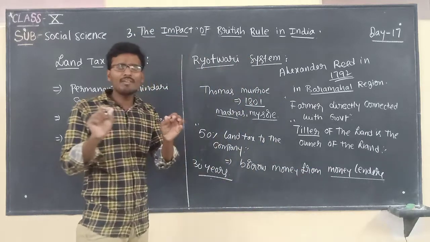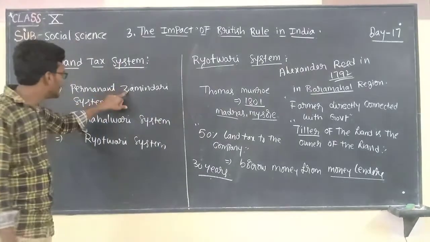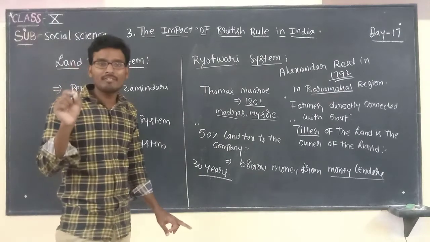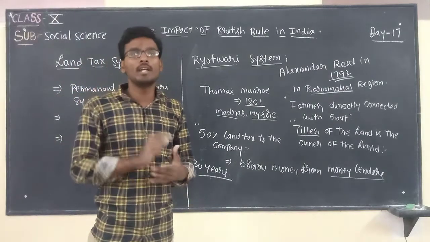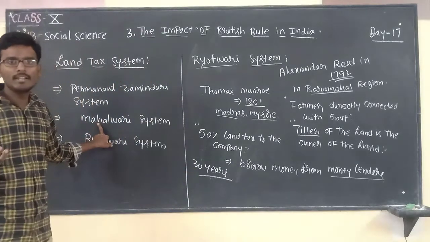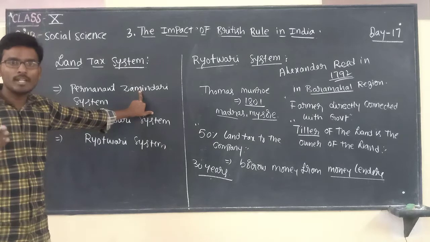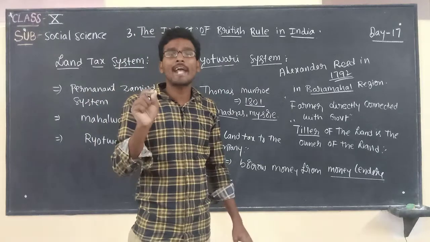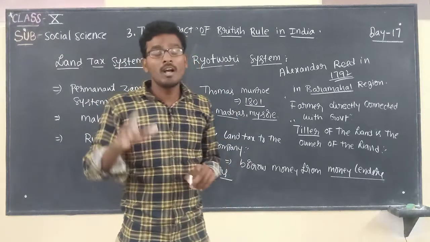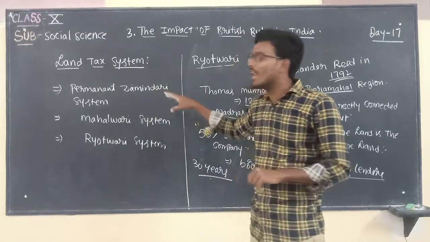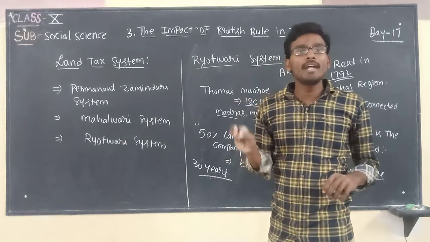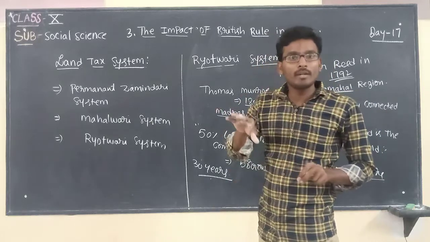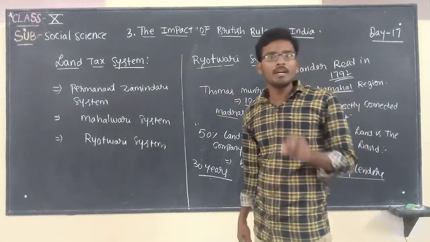Children, whatever the system may be, whether it is the Zamindari system, Mahalwari system or Ryotwari system, the ultimate person who suffered a lot is the farmer only. The Maldar and the Zamindar were not damaged or exploited, but by all these kinds of systems, the farmer is exploited more. That is the reason. The conclusion here: whatever the land tax system may be, exploitation of the farmer is a common thing in the land tax system of the British.